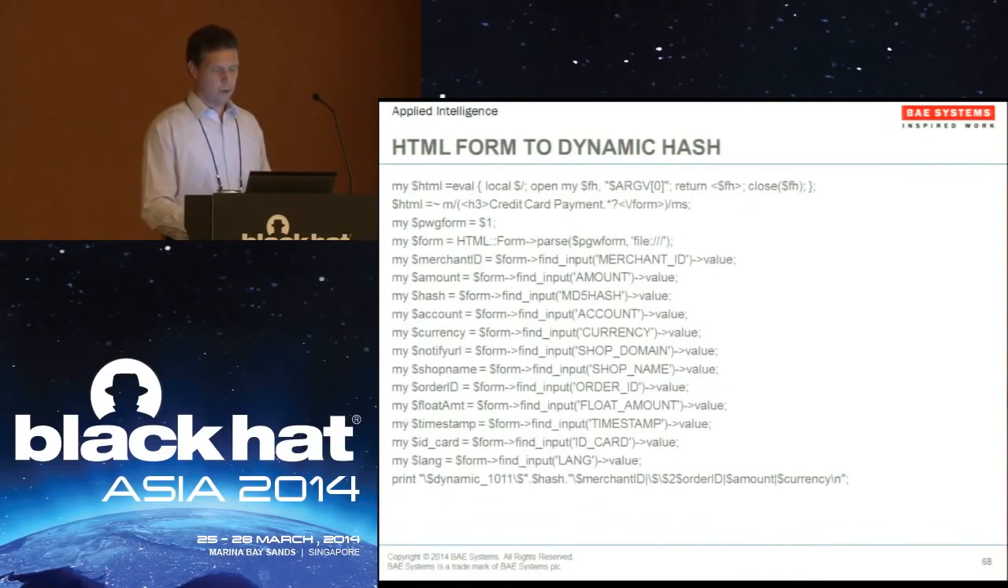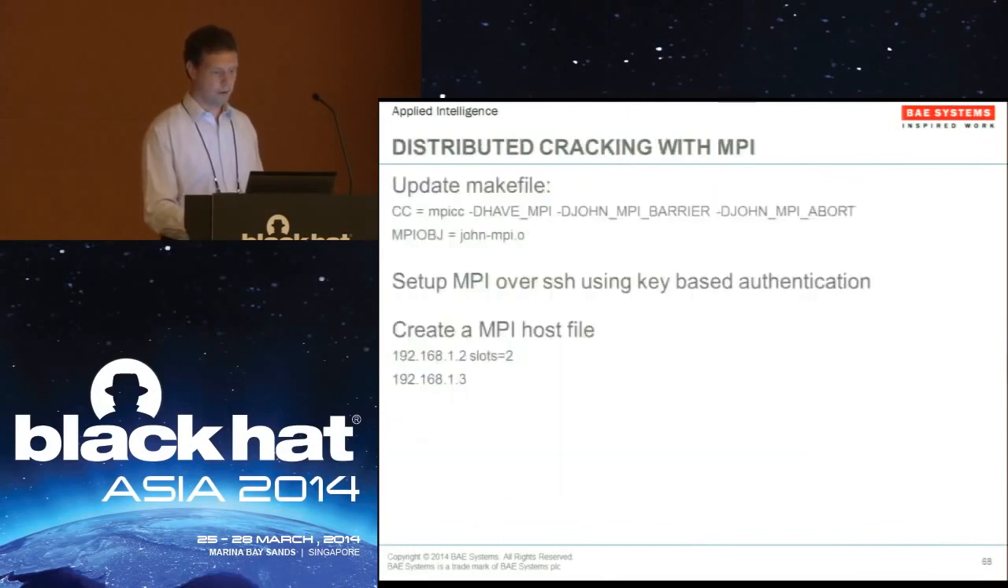And what you would need in order to do that, you have a bit of Perl code here, which doesn't actually work. There's a typo in it. But the concept is the same. You load in the form, you find all the form elements that you're after, and then you just print them out as a dynamic hash there. And then you put that in a file, and you just let John have a go at it.